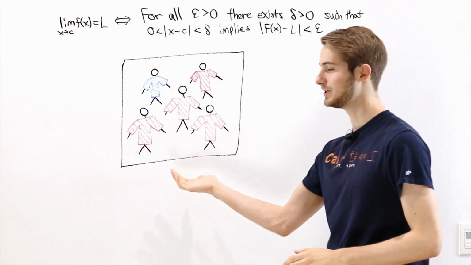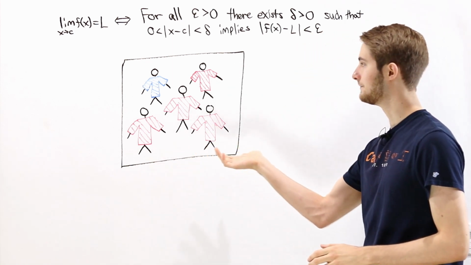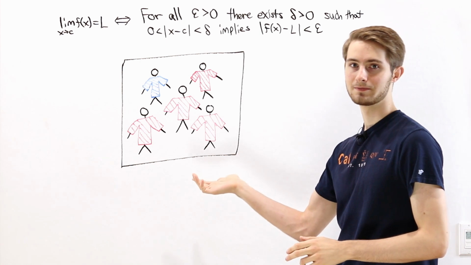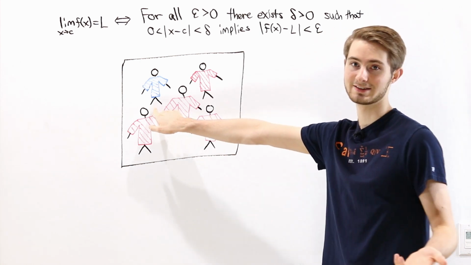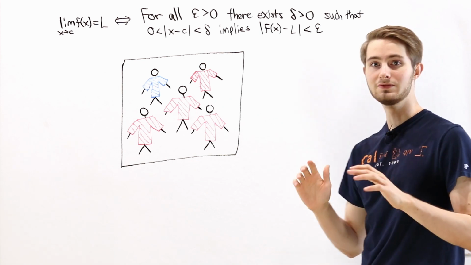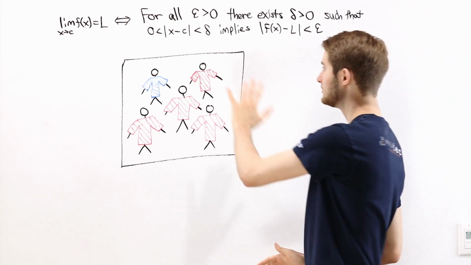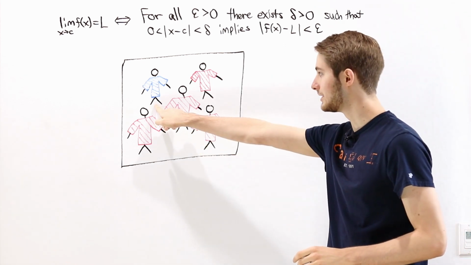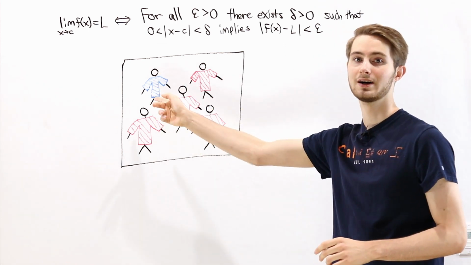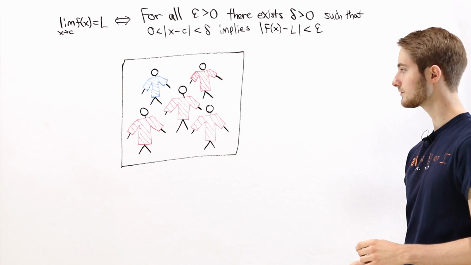Well, if we look at the room here, that's obviously wrong, right? Why is it wrong? Well, because look, right here, there's someone wearing a blue shirt, and that's not red. So we've disproved the statement that everyone in the room is wearing a red shirt, because there's an example right here of someone who is not wearing a red shirt.